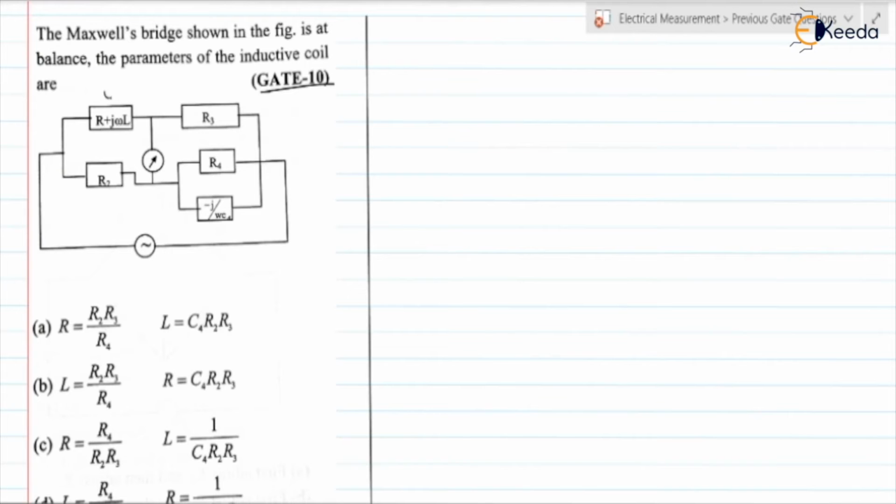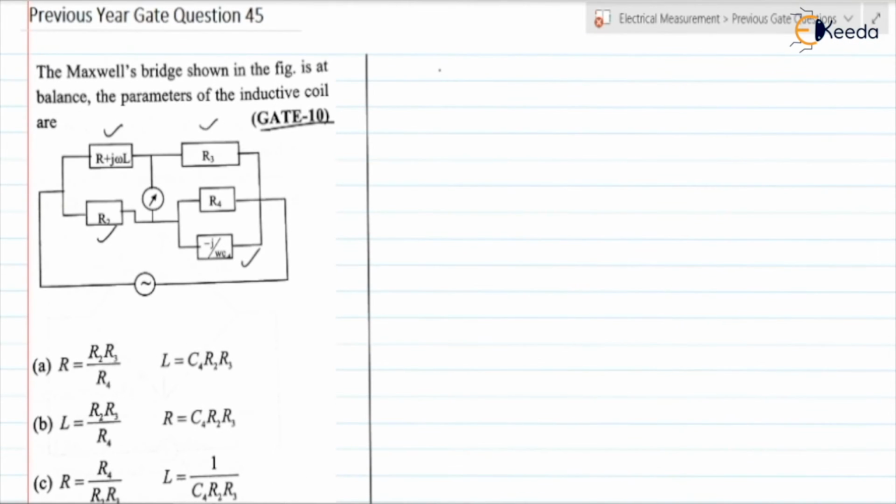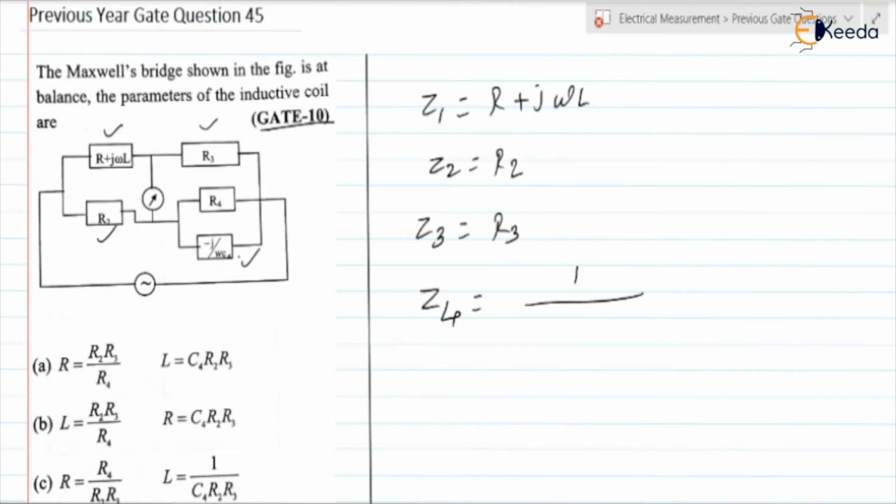So if you check here, we are having the first branch, third branch, second branch, and the combination of these two is nothing but the fourth branch. So first of all, let us write Z1 is equal to R plus J omega L. Z2 is equal to R2. Z3 is equal to R3. And Z4 is nothing but 1 upon, as these two are connected in parallel, 1 by R4 plus 1 upon minus J upon omega C4, okay. So this is Z4.